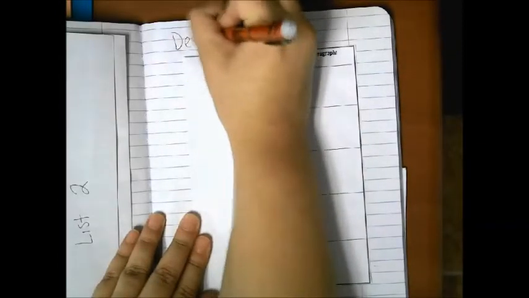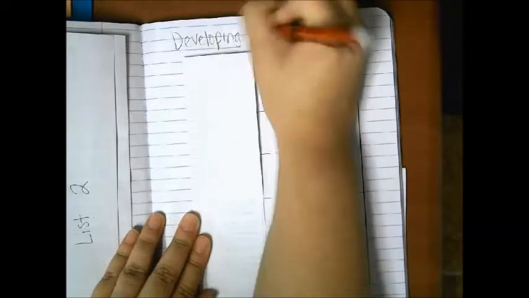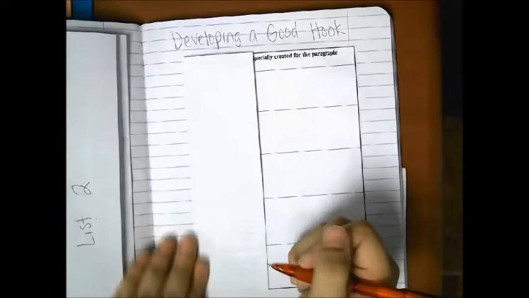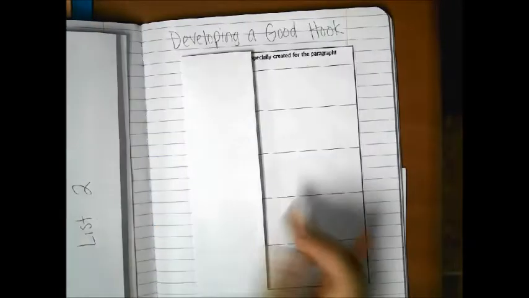So now I'm going to add a title at the top. The title that I'm putting is Developing a Good Hook, or you could even just write Developing a Hook. So it should look like that.